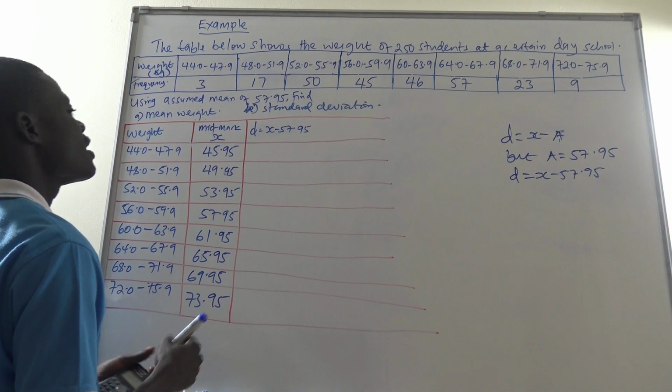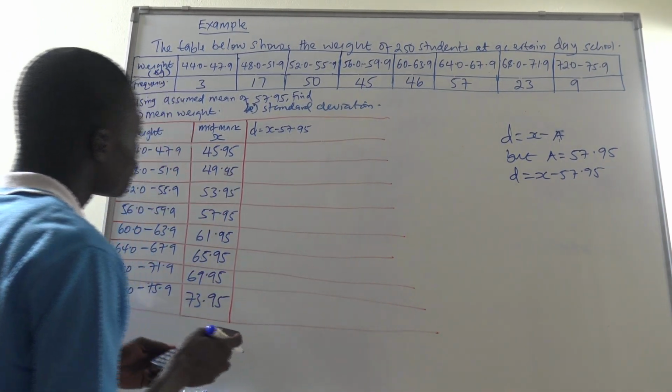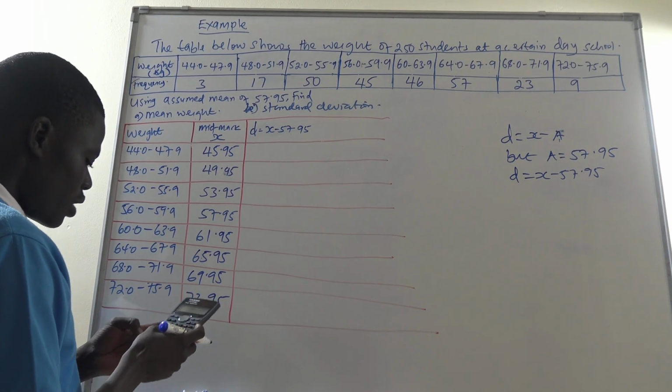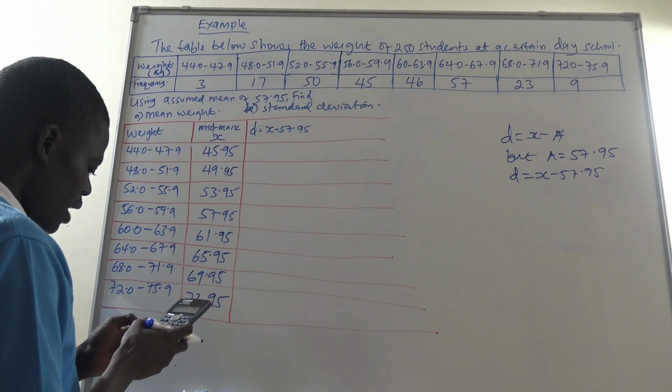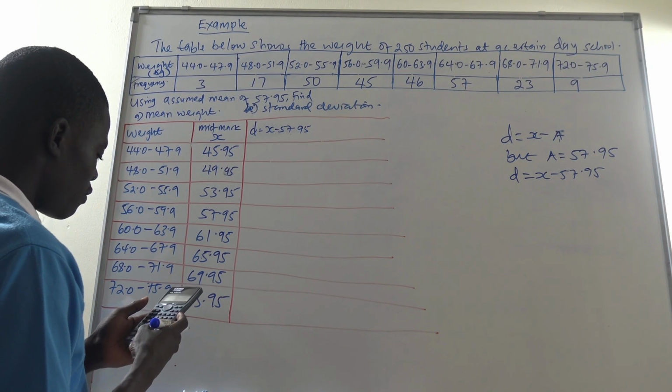As it says, we shall subtract 57.95. So we shall have 45.95 minus 57.95.